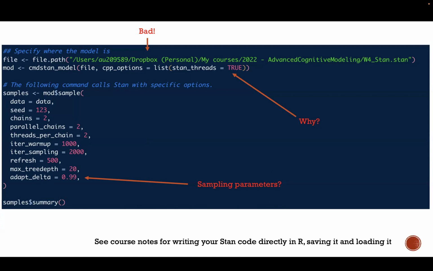Okay. Then what we do is we basically say that this object, the model that we compiled there, should be sampled.